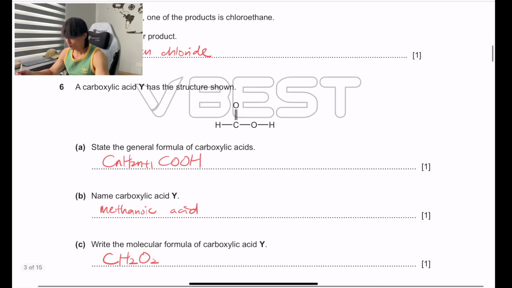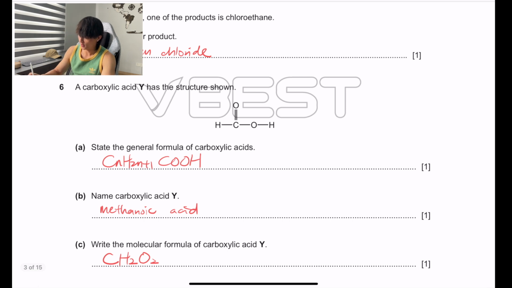Okay, and molecular formula, so just calculate. So there are total how many carbon, hydrogen, oxygen. Okay, molecular formula. It shows the exact or actual numbers of atoms of each element in the compound.